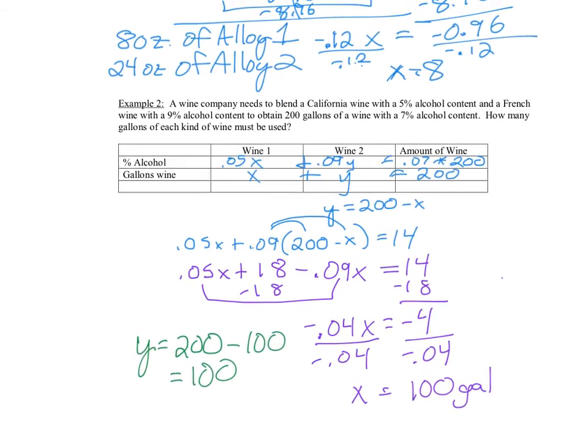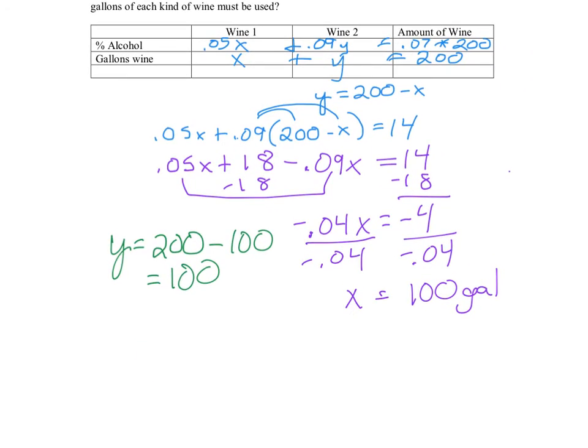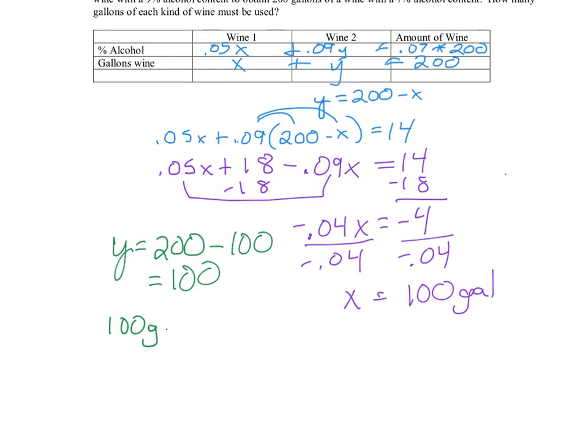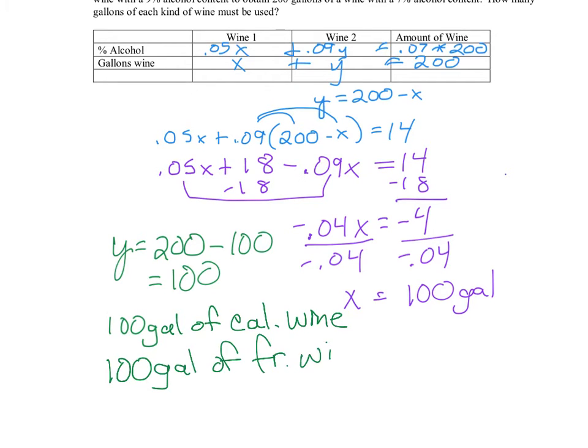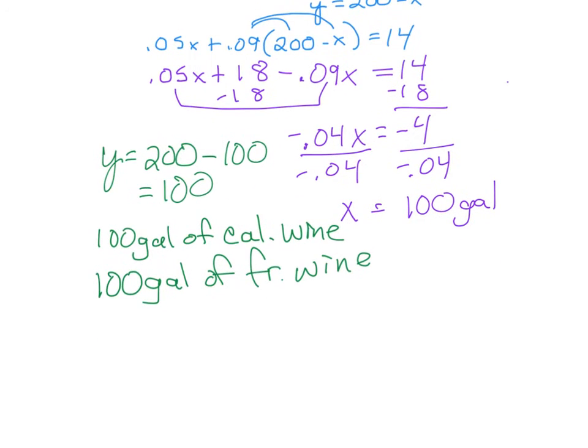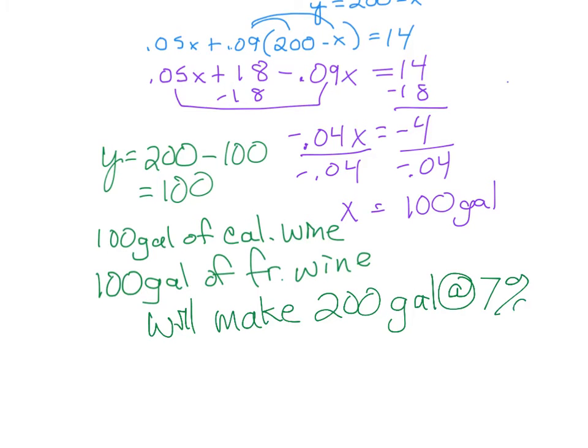So the question was, how many gallons of each kind of wine? So 100 gallons of California wine and 100 gallons of French wine will make 200 gallons at 7% alcohol. Okay.